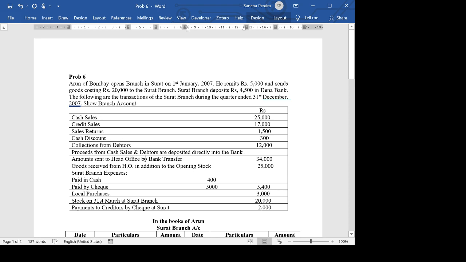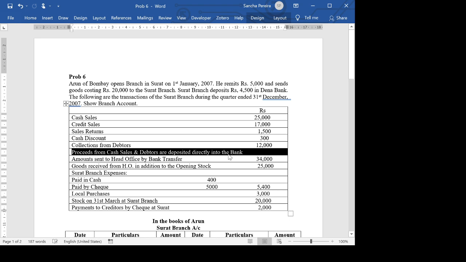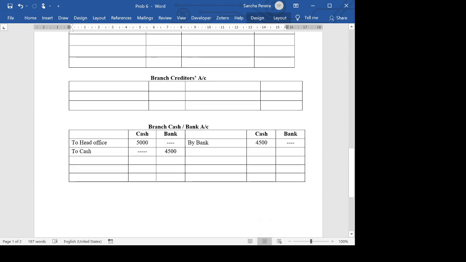Proceeds from cash sales and debtors are deposited directly into the bank. So instead of showing this as cash, I will just show it as a bank entry. Because what they're saying is proceeds from cash sales, they're not even keeping it as cash, but they're taking that cash and putting it directly into the bank. They're taking that amount and putting it directly into the bank. So because of this statement, the cash sales and the amount received from debtors, I'm going to directly show in the bank account.